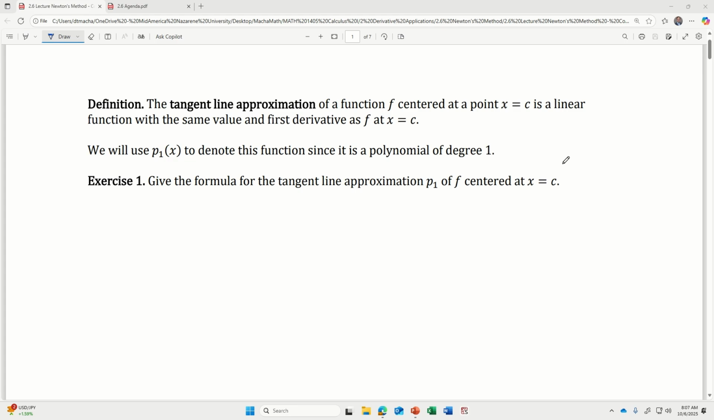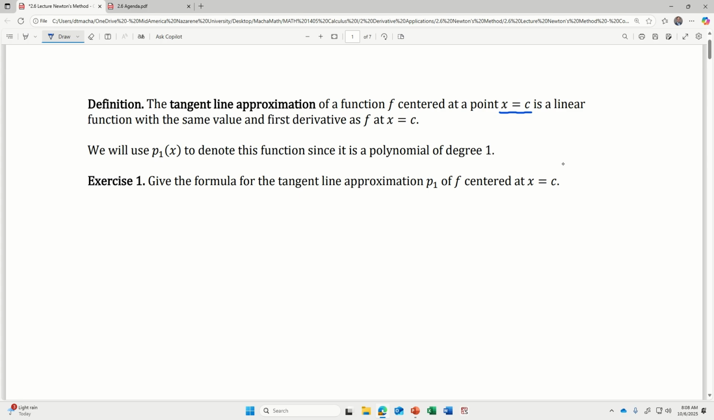A tangent line, or a tangent line approximation of a function, is centered at a point. This is the point where the tangent line intersects the curve. We'll call it C. C is an abbreviation for center, because it's the center of this approximation. It's a linear function because it's a tangent line with the same value and the same first derivative as your function at that point.